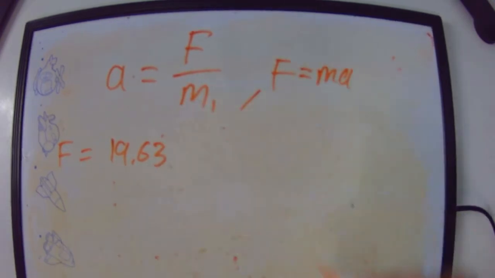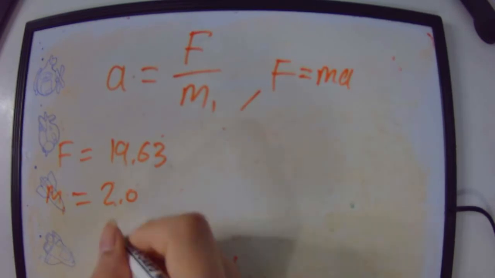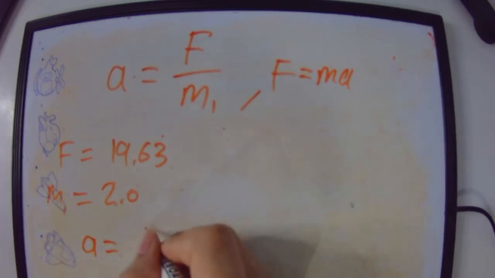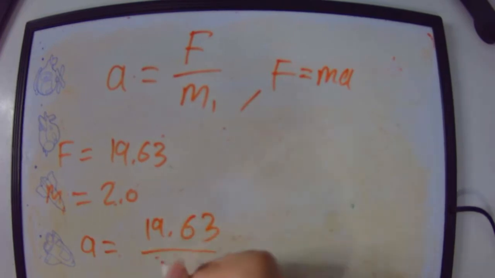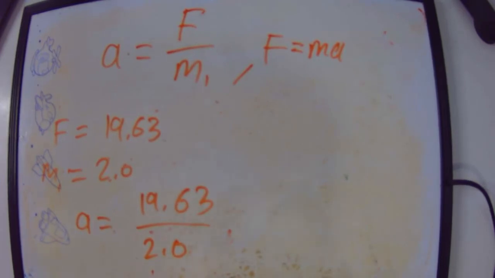So let's see. What is the acceleration of the apple, for example? So the apple is 2 kilograms. So the acceleration is 19.63 divided by 2. And what do you get? 19.63 divided by 2, what's the answer? Is it 9.81? Yeah, so 9.81 or 9.82. So very close to what we know is the acceleration of gravity. So it's accelerating at 9.8 meters per second squared.